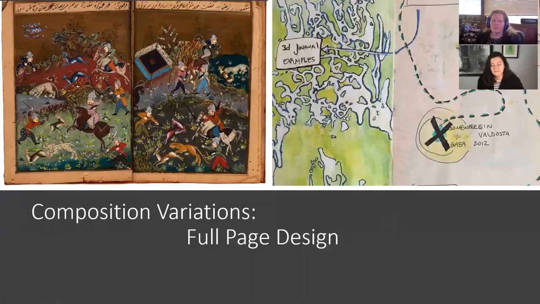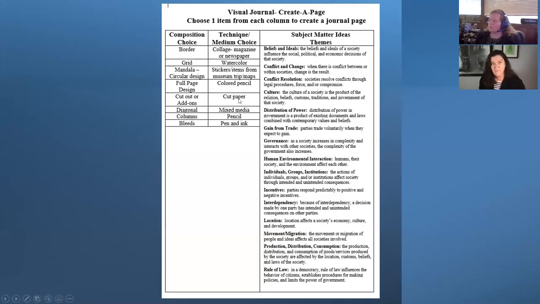So I think what Jess is going to do is go through each of these columns with you, or go through the composition column at least.